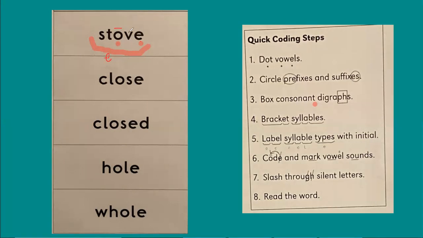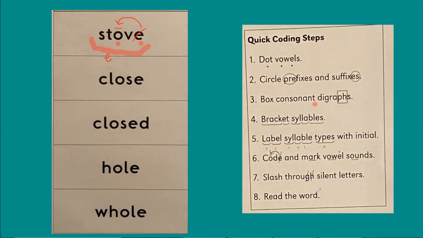And then this is our magic E. And remember, when we do the magic E, we put the arrow back to that long O. Okay. And then there are not any other silent letters in this name. And then the last thing is to read the word stove. Okay, that's all you have to do for that one.